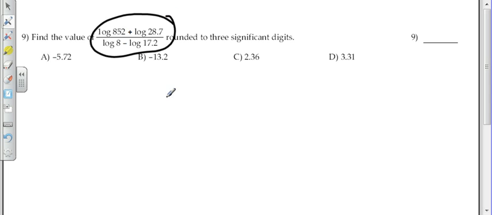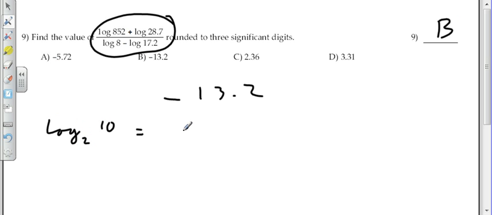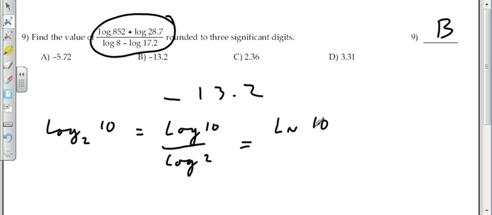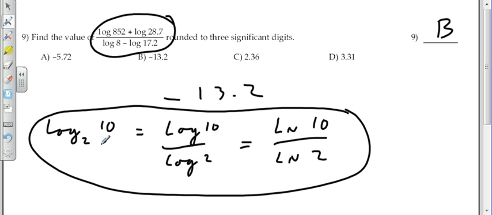Okay, it looks like I've got minus 13.2. So the issue is, if I have the log base 2 of 10, that's equal to the log 10 divided by the log 2, and it's also equal to the natural log 10 divided by the natural log 2. That's the case where I can substitute logs and natural logs. But where I have an addition sign and a negative sign sitting there, now I can't do that. If I did, I'd get the wrong answer. Yeah, so that's why that is.